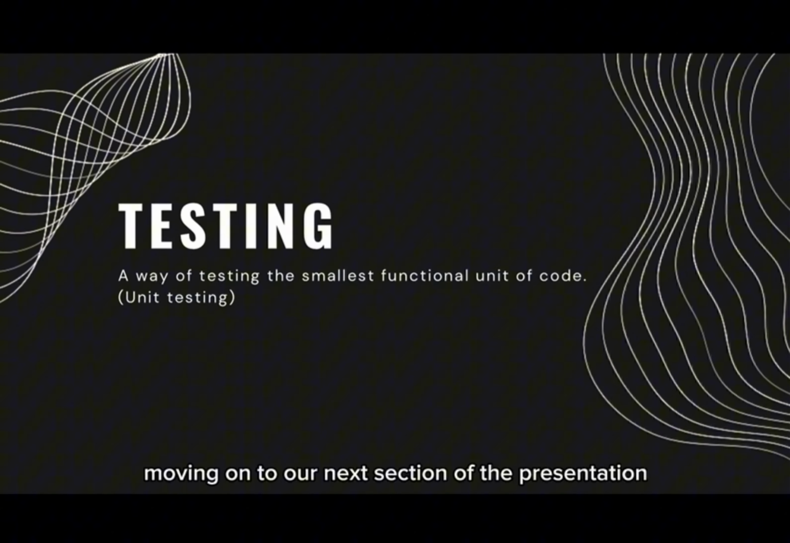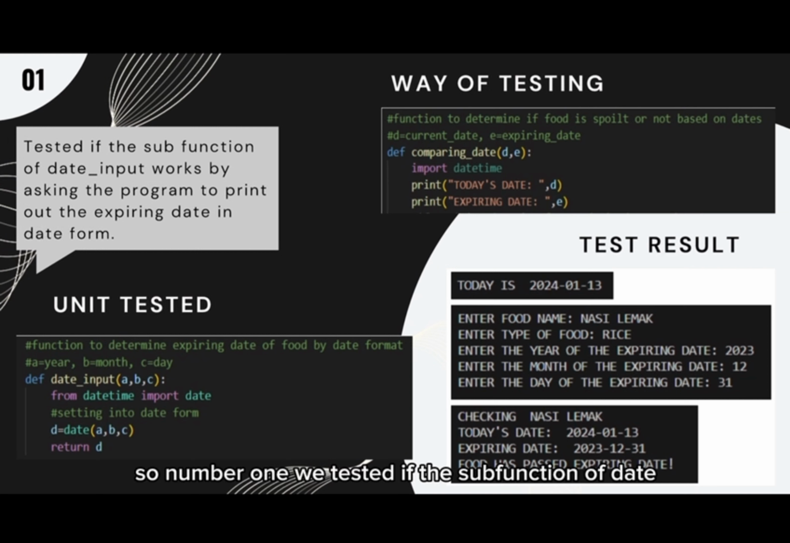Moving on to our next section of the presentation, which is testing. There are two types of testing that we will be showing, which are unit testing and integration testing. Let's start with unit testing, which is a way of testing the smallest functional unit of code. Number one, we tested if the sub-function of date input works by asking the program to print out the expiring date in date form.